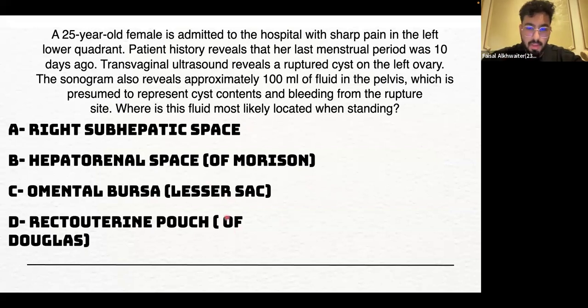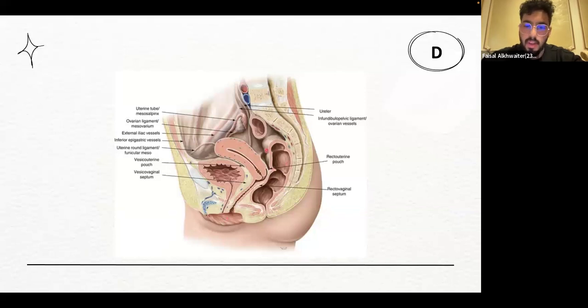Okay, so you guys are correct. This is the same concept that I just explained two questions ago. As you can see, this is the rectum, this is the uterus, and this is the urethra. Here we have this area called the rectouterine pouch, or you can call it the pouch of Douglas. When you're standing, the fluid is always going to accumulate here, most likely.